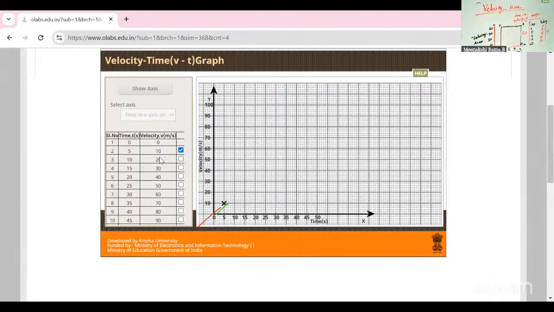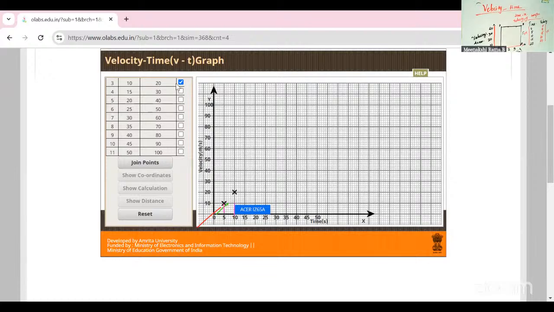In the first 5 seconds he crossed 10 meters. Next, at 10 seconds he crossed 20 meters. And at the 15th second he crossed 30. And then at the 20th second, 40 meters. And then at 25 seconds, 50 meters. Okay, you want to join the points. Next one.